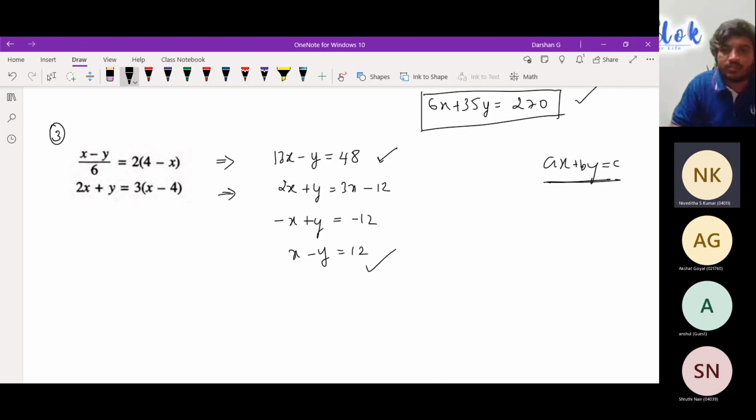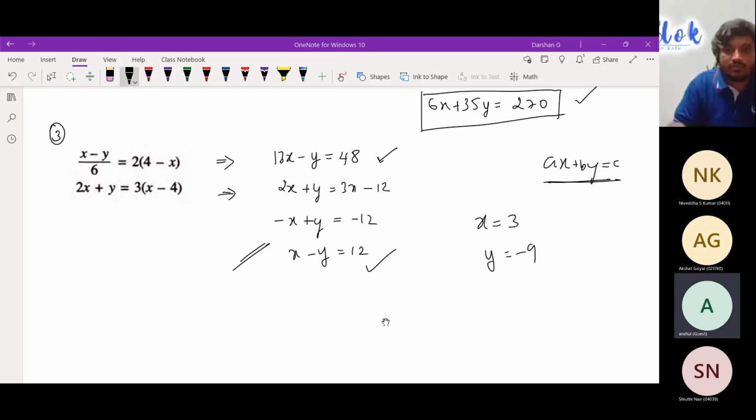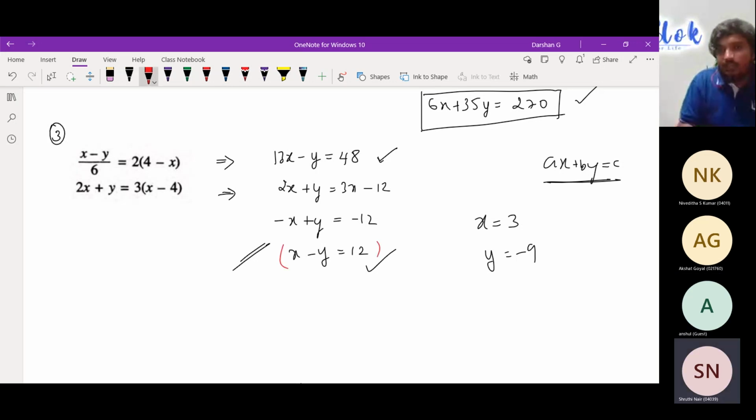Let's verify. So x is 3 and y is minus 9. X is 3 and y is minus 9. Okay, yeah, that is satisfying this equation, so might be right. Even Anshul, you can go ahead and try. Sir, I didn't get the answer. I got x as minus 3. Sorry, x as 3.6. Oh, then you are wrong somewhere. Yes, sir. We'll do the second method of elimination, but even I got 3 and minus 9.